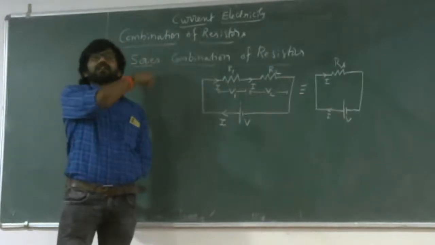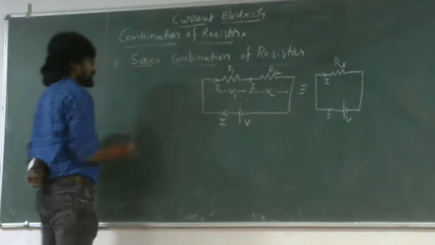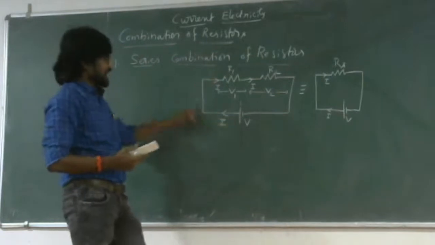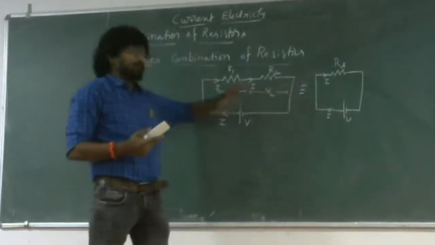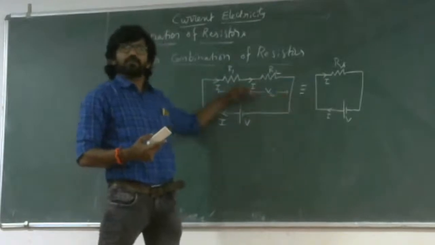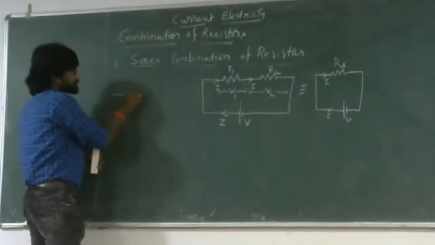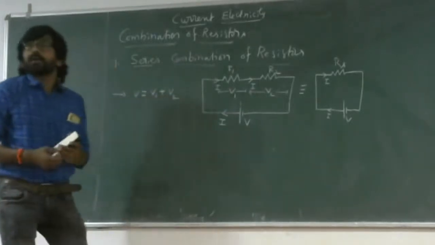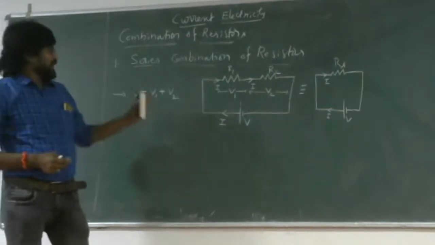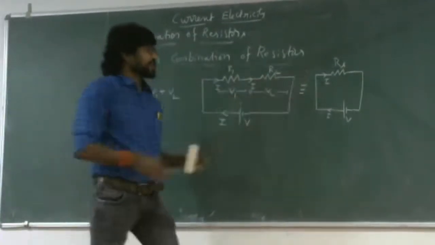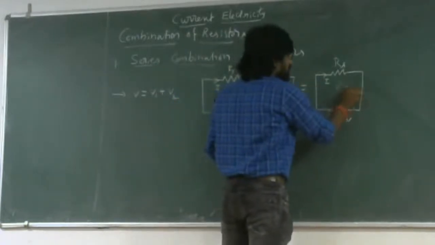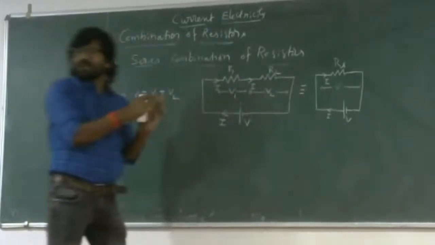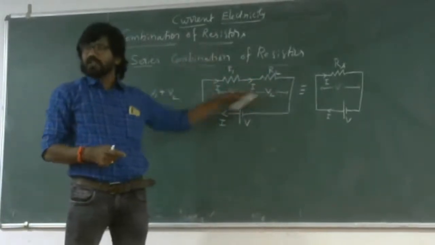Using this relation, let us understand how to find the equivalent resistance of a series combination. We have to consider which parameter is dividing. As the same current is passing through both the resistors, V is dividing into V1 and V2. So V is equal to V1 plus V2. Here V is the potential drop across the equivalent resistor, and it equals the potential drop across the individual resistors.